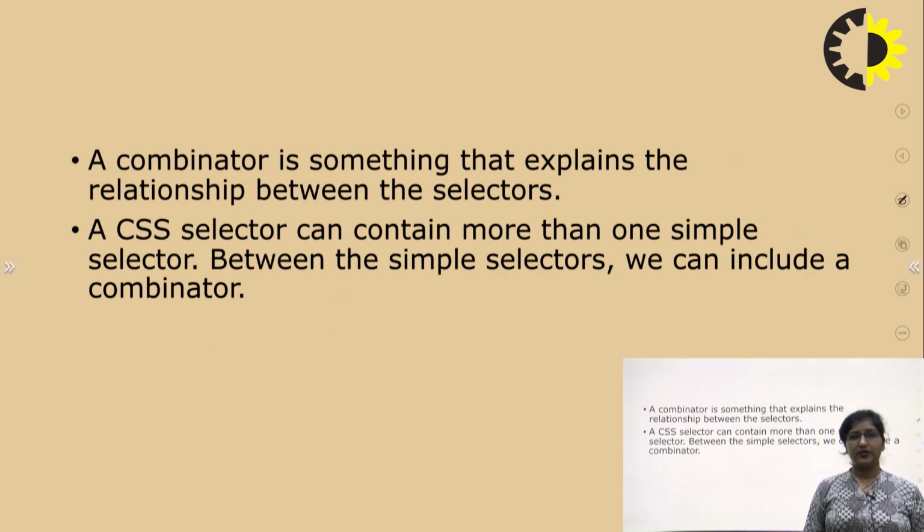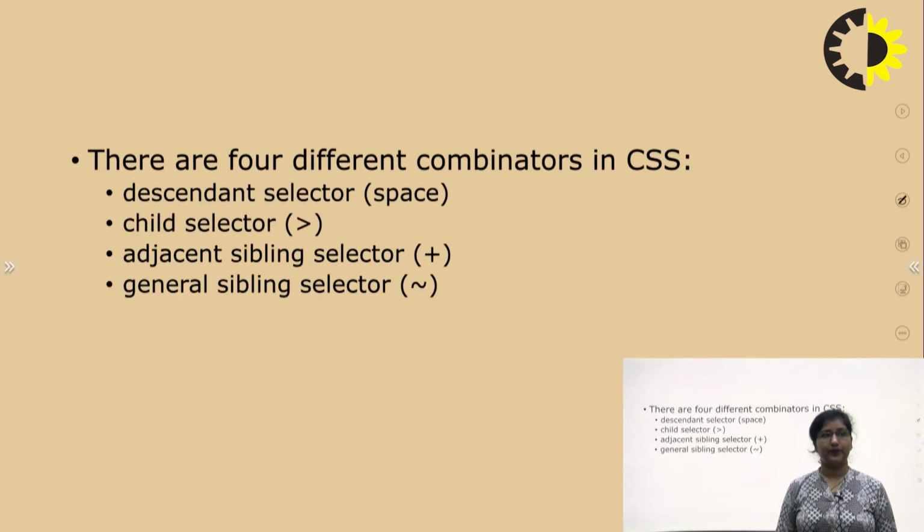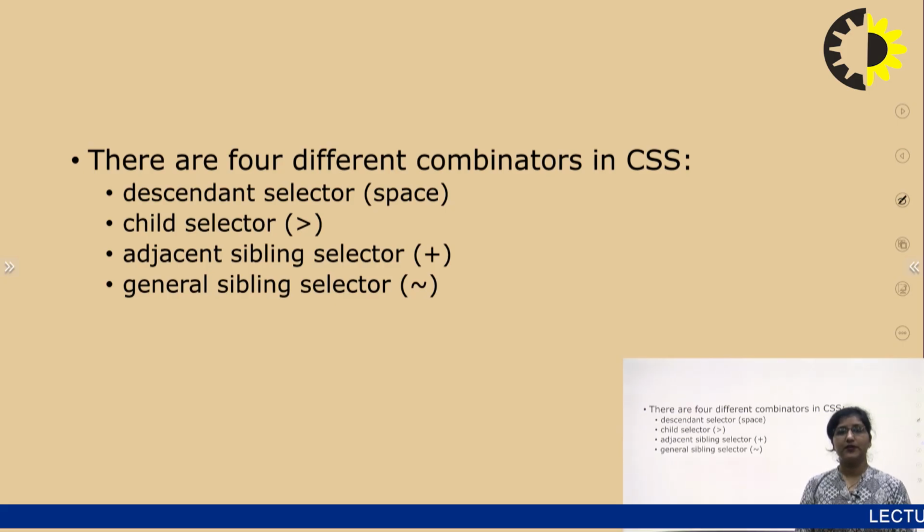Next is combinator. A combinator explains the relationship between the selectors, like between the simple selectors. We can include the combinations as well. There are 4 combinators available in CSS: descendant selector, which is a space, child selector, which is a greater than sign, adjacent sibling selector, which is a plus sign, and general sibling selector, which is a tilde sign. We will be discussing all these 4 selectors one by one.